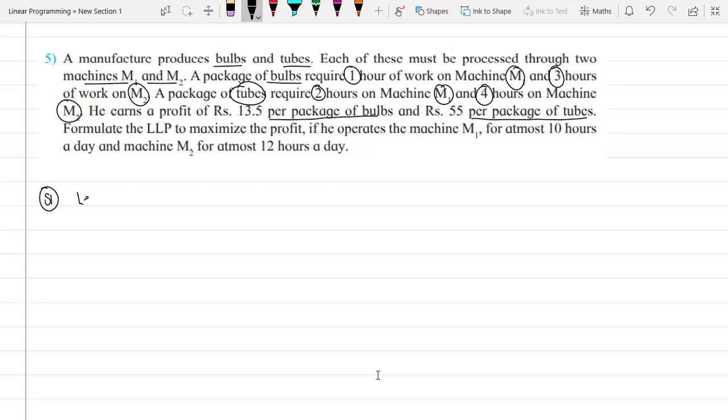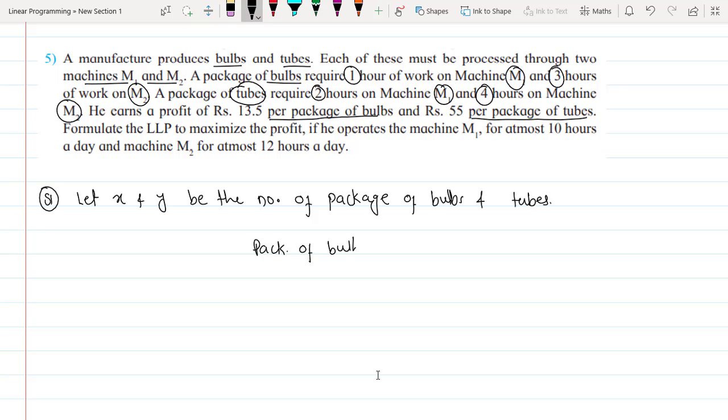Okay, so you will write like this: let x and y be the number of packages of bulbs and tubes. You cannot say directly the number of tubes and bulbs, because it says per package. Okay, yes, this is what we get in step number 1. Now get step number 2, or before that you just formulate the table. Okay, so you will be having package of bulbs, so pack of bulbs, and the next is pack of tube.